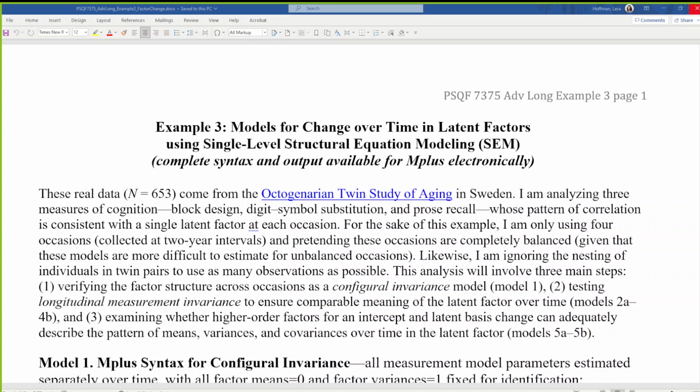Only having 3 items, though, does not allow you to test whether those 3 items have a pattern of correlation that's consistent with a single latent trait. You have no other choice. You have to believe it.